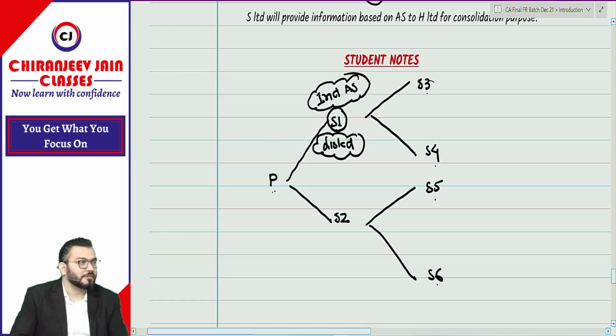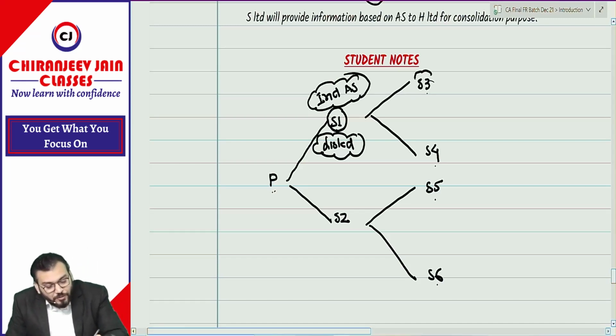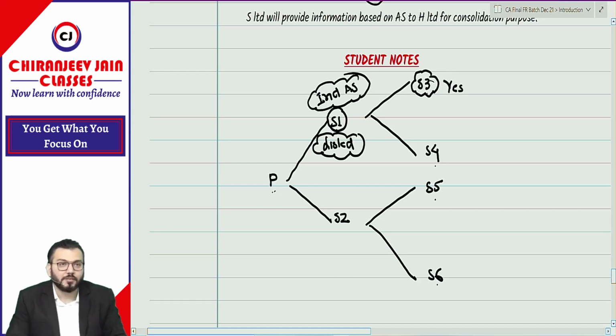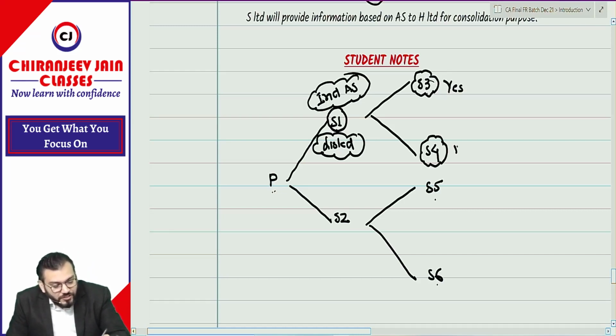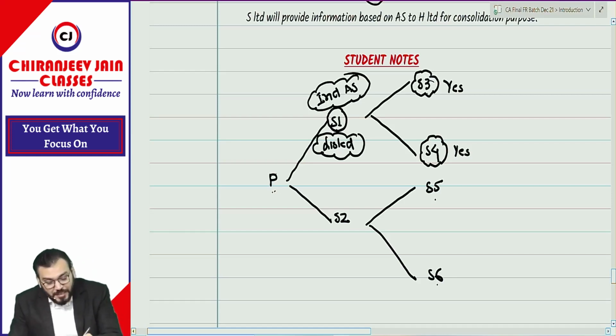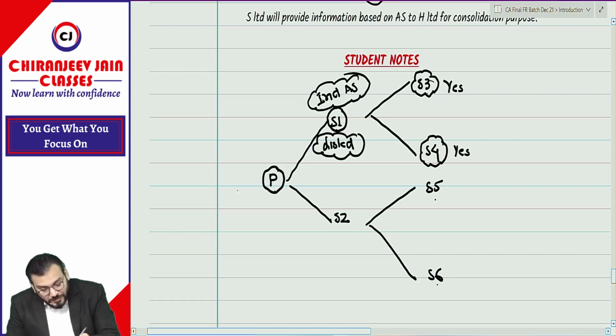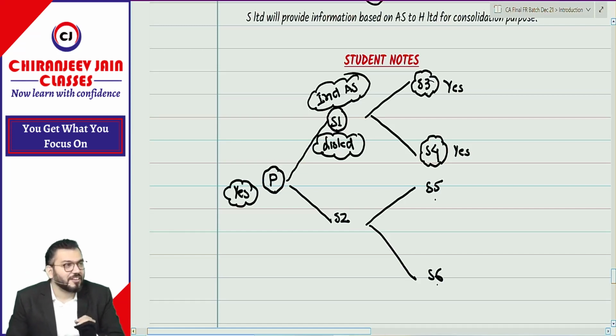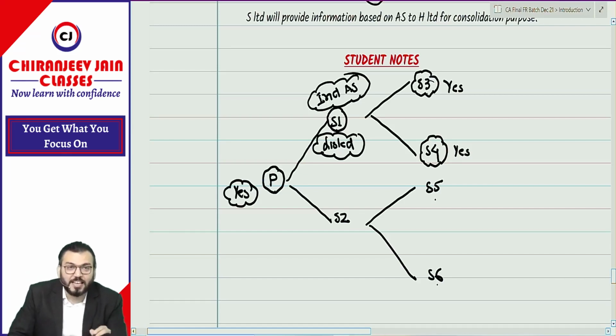Understood? Correct. Now my question to you is whether Ind AS will be applicable to S3. Yes. Whether it will be applicable to S4. Yes, I think no doubt. Whether it will be applicable to P. Yes. Up to this, no doubt. For P, S3 and S4, no doubt.